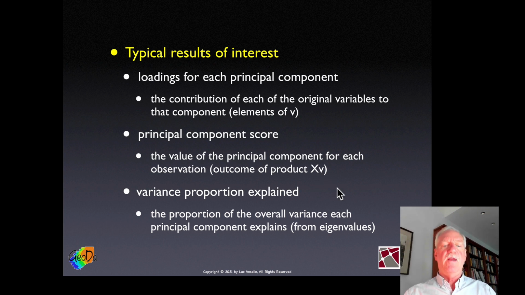And then finally, we're interested in finding out how well we do. And remember, the objective was explaining the variance, explaining the information contained in the variance-covariance matrix, and trying to capture that as much as possible. So we're interested in the proportion of the overall variance that is explained by our principal components, and that, as I mentioned, is directly related to the eigenvalues themselves.